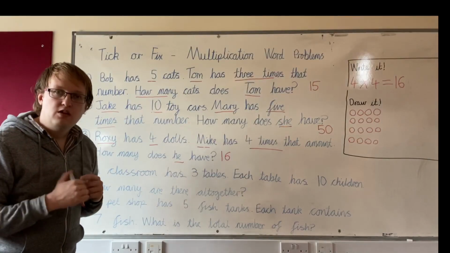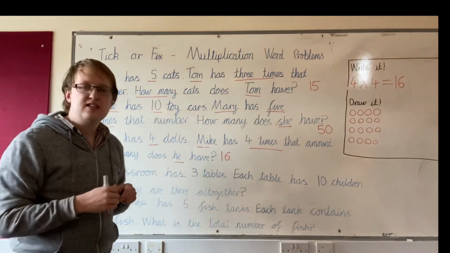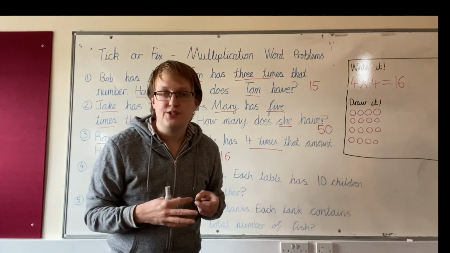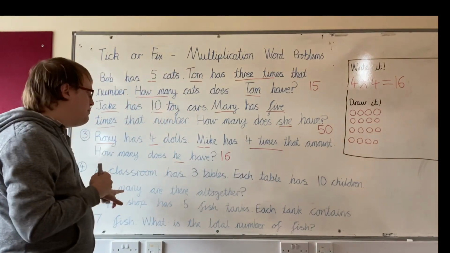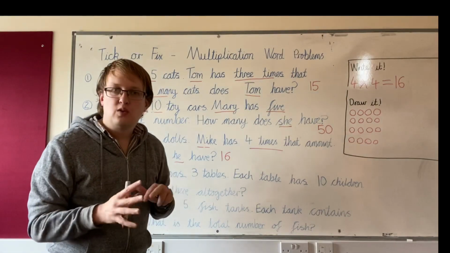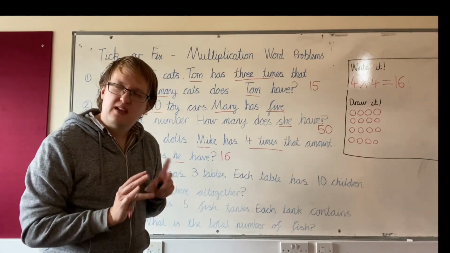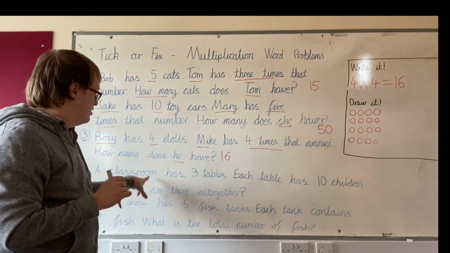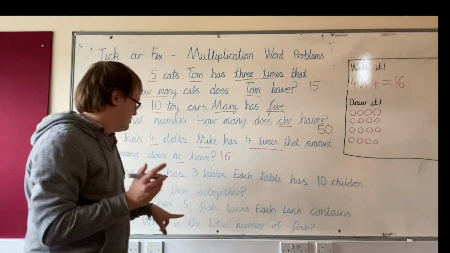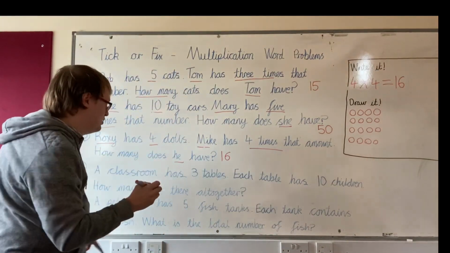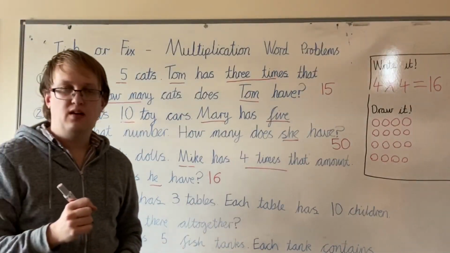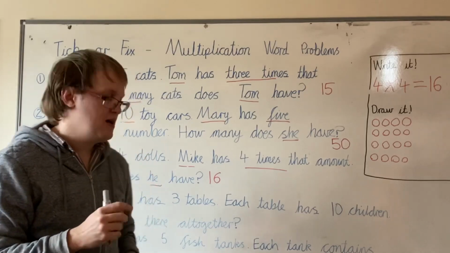Question number 4 then. Read that question. A classroom has 3 tables. Each table has 10 children. How many are there altogether? Now just reading that, the question is a little bit ambiguous. It's a bit difficult to know whether it means how many tables are all together, or how many children there are all together. So I'm just going to add in how many children are there all together.